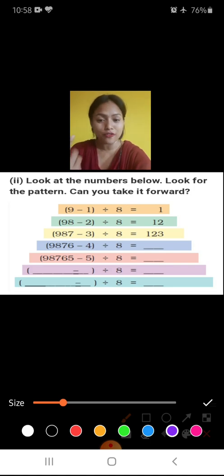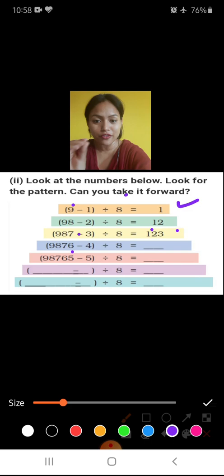But let's see how we can solve this very easily within a few minutes. See here, the first one is 9 minus 1, which is 8, and the answer is 1. 98 minus 2 divided by 8, the answer is 12. Then 987 minus 3 divided by 8, the answer is 123. Similarly, 1, 2, 3 is the answer to this question. Similarly, for 9876, you can see 8, 7, 6 increasing in every step.